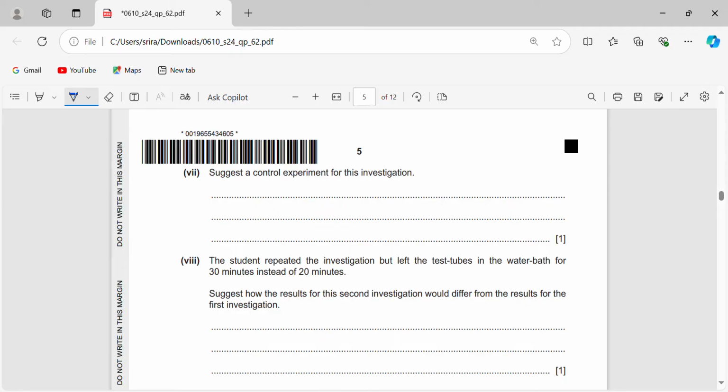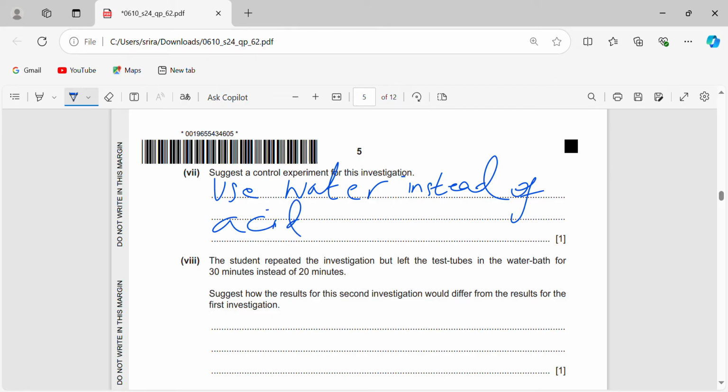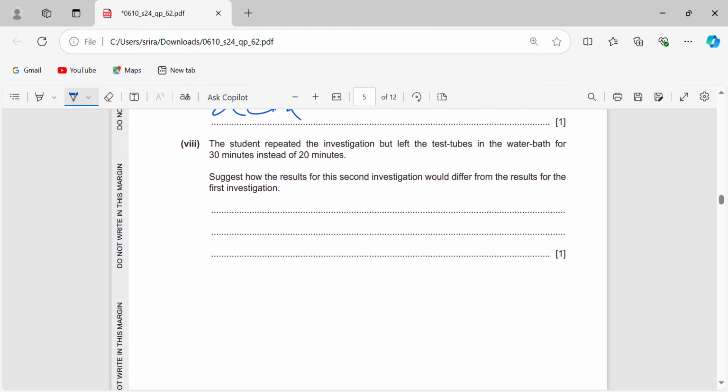So here we can just put something like use water instead of acid. So we can write something like that. Because again, control experiment is something where you just want a basic result to compare with your actual tests. You don't want to vary anything like the independent variables, just a normal null hypothesis.